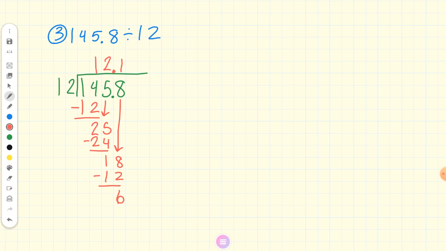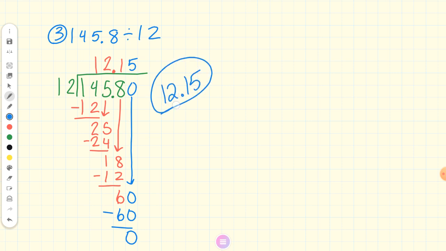Madison, is my answer 12.1 remainder 6? No. Is it 12.1 and 6/12? What do I do? You have to add a 0 to my problem, because is 145.8 the same thing as 145.80? Yes. So then we drop it. Drake, how many times is 12 going into 60? 5 times. If you need to go out to the side and do some scratch work, you can to figure that out. We got to a remainder of 0, so we are finished. 12.15, final answer.